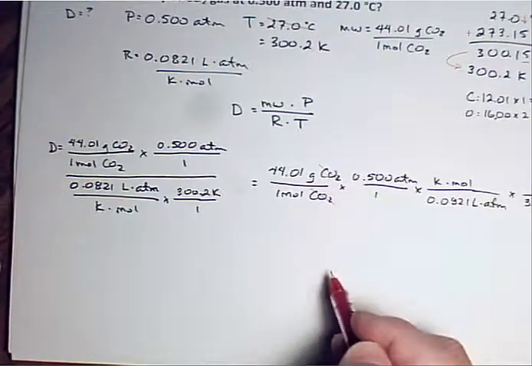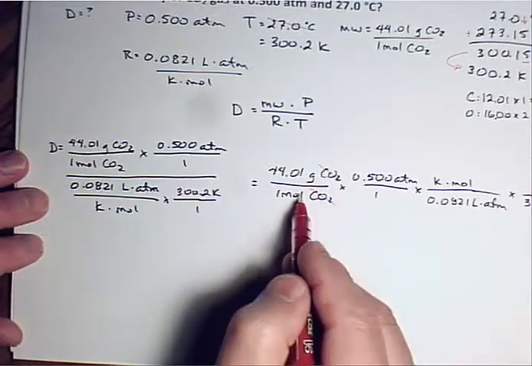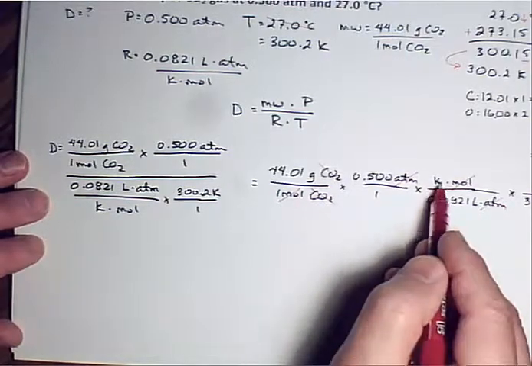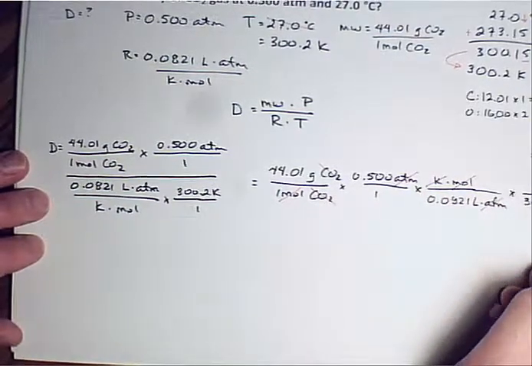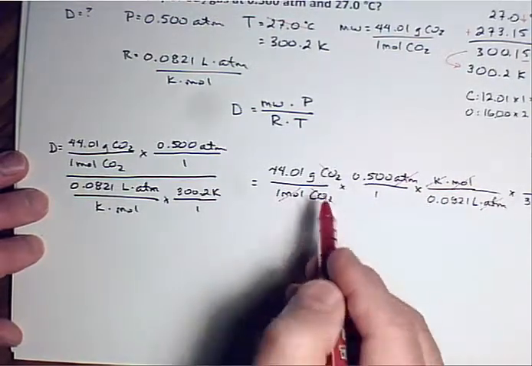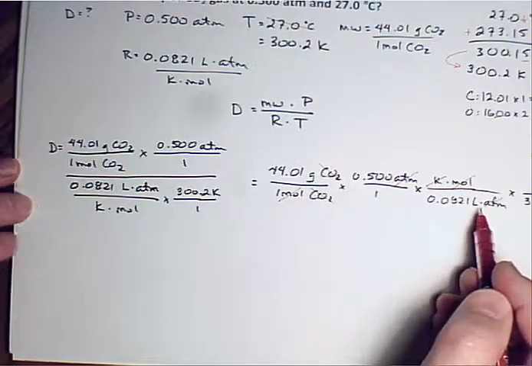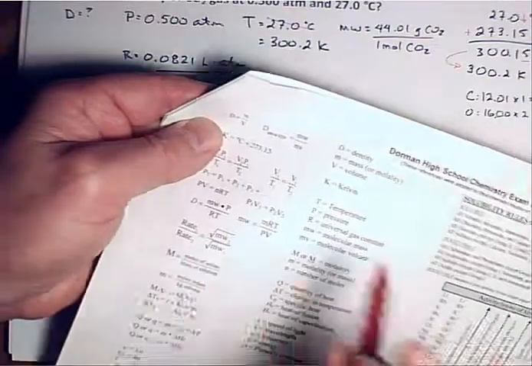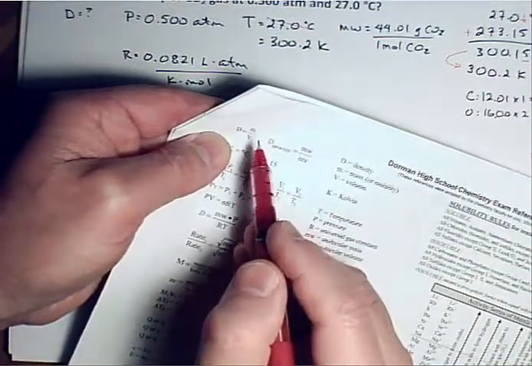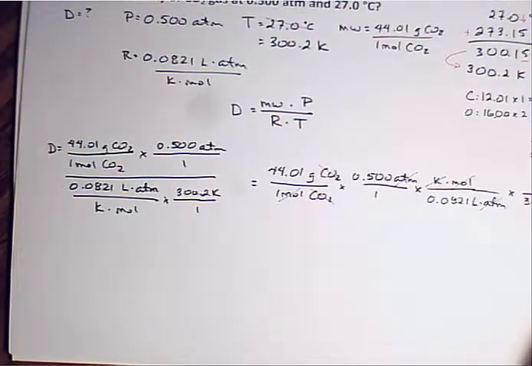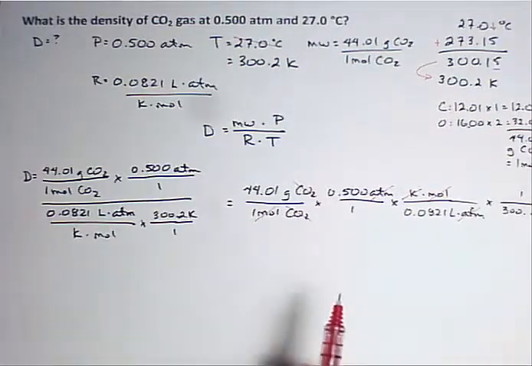So CO2 can be canceled by CO2. Moles can be canceled by moles. Atmospheres can be canceled by atmospheres. Kelvin can be canceled by Kelvin. And the units of measurement I have left are grams, which measures mass, over liters, which measures volume. And density is mass over volume. And most of the time in gases, we use grams divided by liters. Okay, and that's what you should do.